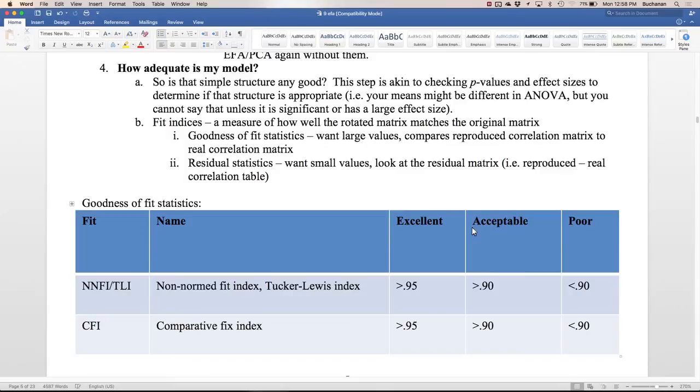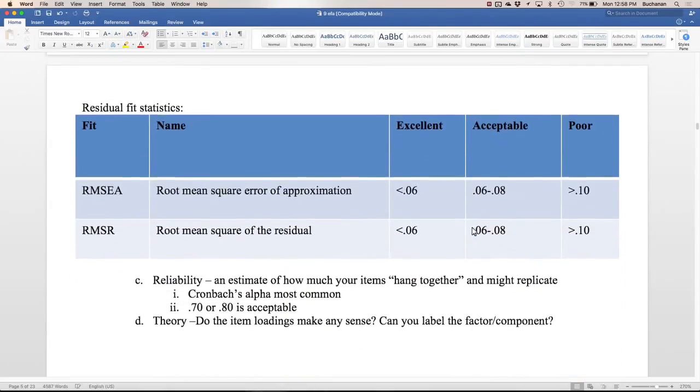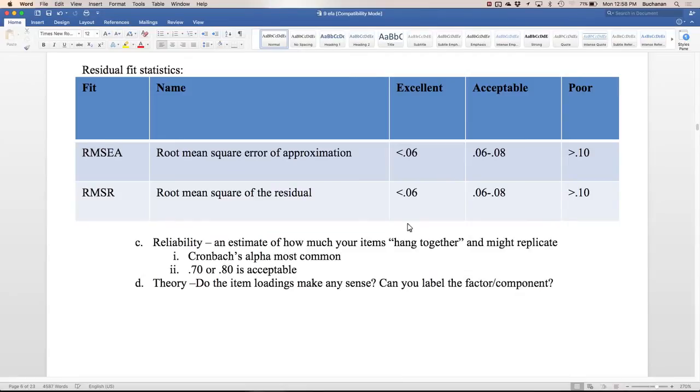The residual statistics are just the opposite. We want small values. It's how big is the residual matrix. These have super fun names. The RMSEA is the root mean square error of approximation. Everybody just calls it RMSEA. We want less than 0.06. 0.06 to 0.08 is sort of acceptable. I don't know what happens from 0.08 to 0.10. I've never understood these rules. Greater than 0.10 is poor. I've always just said 0.06 to 0.10 is in the acceptable range, mostly because we have a lot of them that are 0.09. I'm not sure what to do with them.